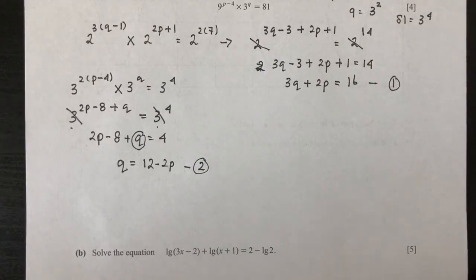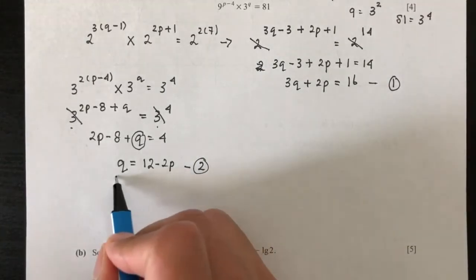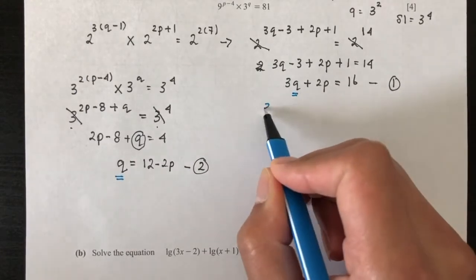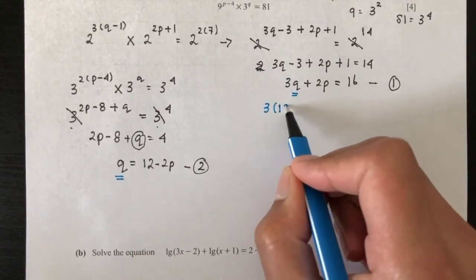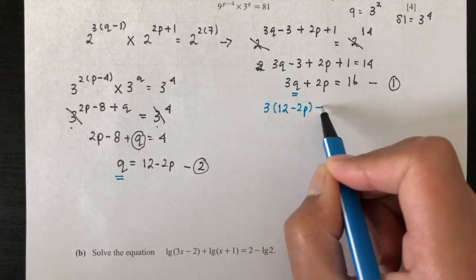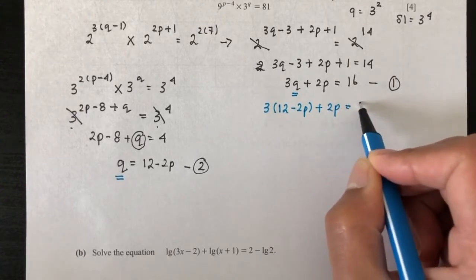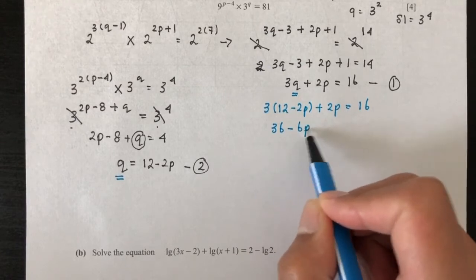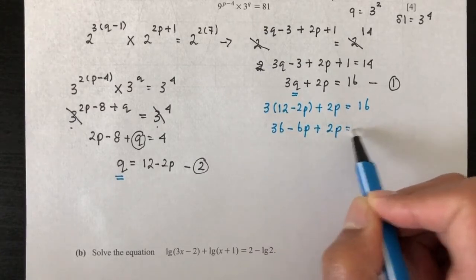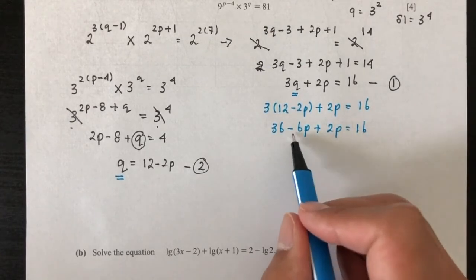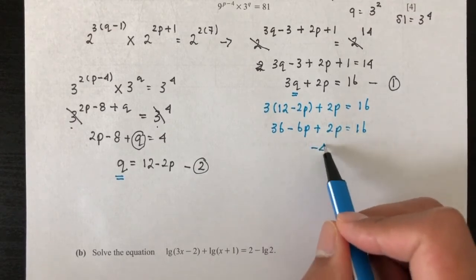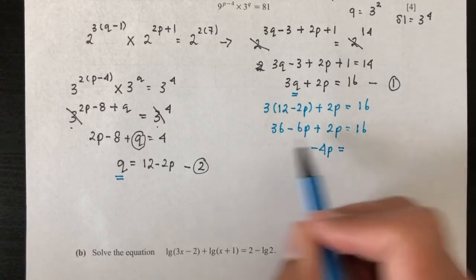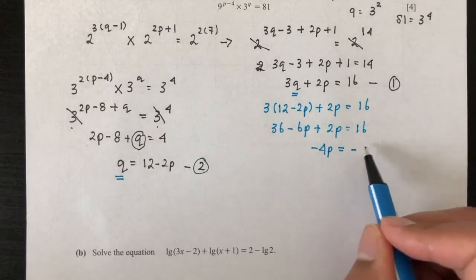Now we can replace the value of q in this equation. So 3 times q will be 3 times (12 minus 2p) plus 2p equal to 16. That will be 36 minus 6p plus 2p equal to 16. So minus 6p plus 2p will be minus 4p. 16 minus 36, that should give you minus 20.